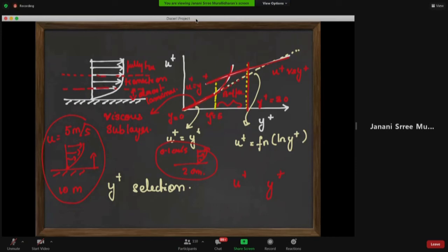An important piece of advice: never locate a cell, which is your first mesh center, in the buffer layer. Either you resolve it to the viscous sublayer or you put it in the fully turbulent region. You might have blended wall functions which can handle all three, but errors are larger if you locate your cell centers in the buffer layer, because you can see the experiment deviates from what the empirical formulas suggest.